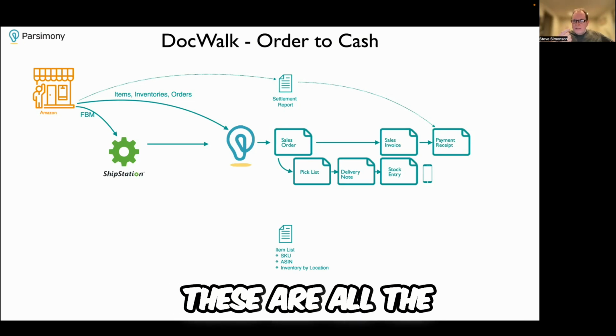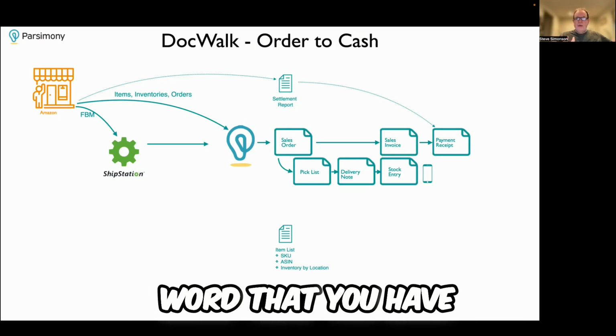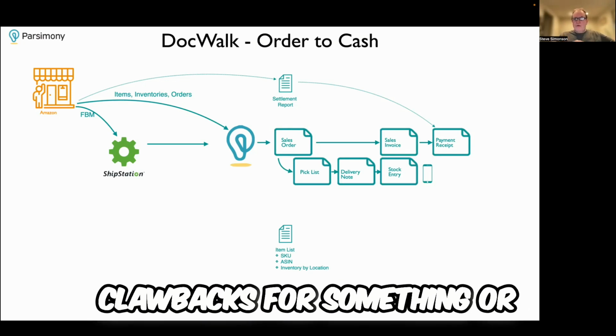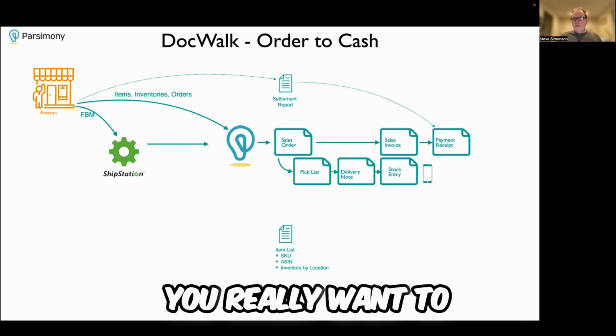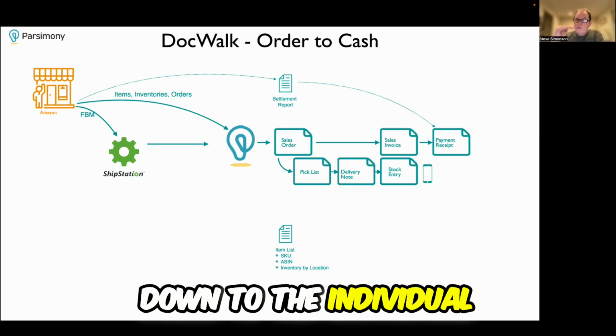These are all the little nuanced things, coupon codes clicked or clipped is the Amazon word that you have to pay for, or clawbacks for something or some damage or some return, like every single line item, you really want to know how that settlement looks down to the individual transaction.